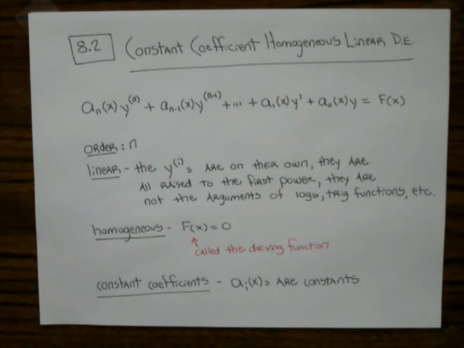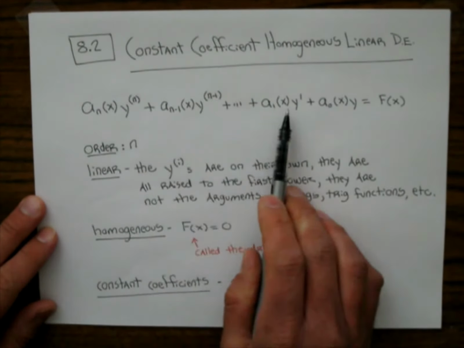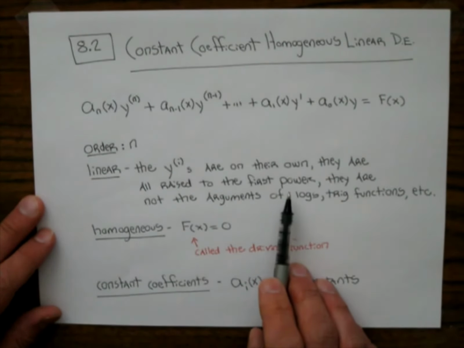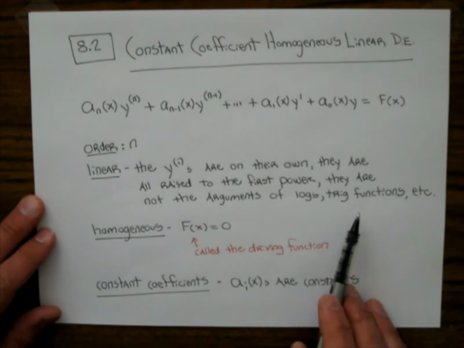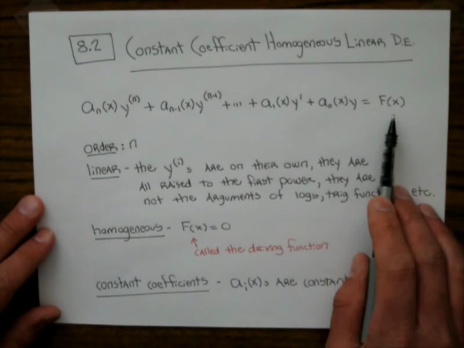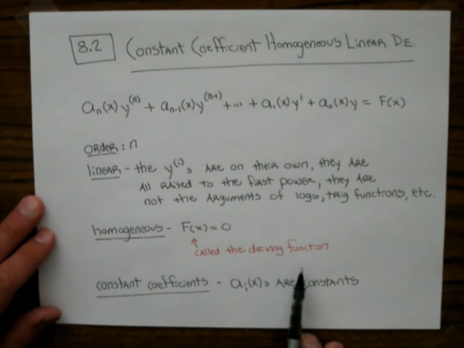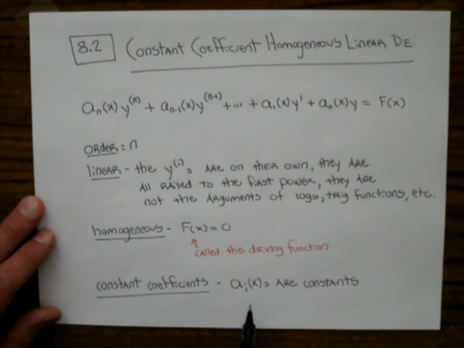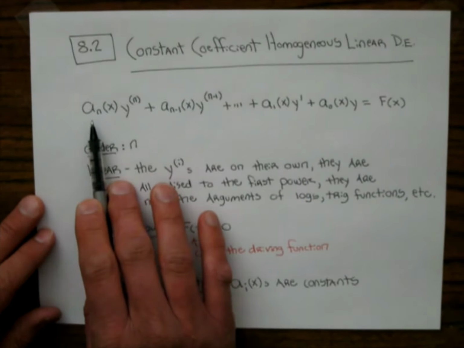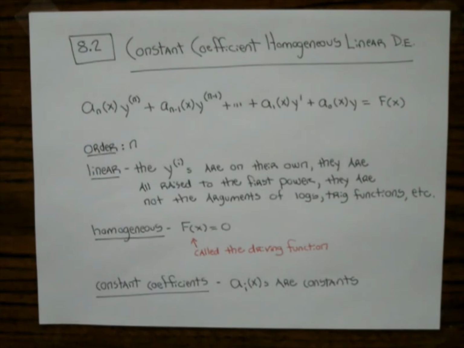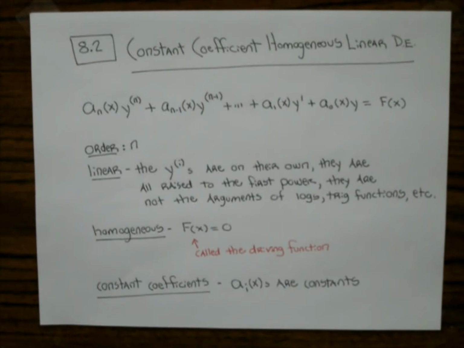Okay, linear means the y's are on their own. They're not multiplied by each other. They are all raised to the first power, and they are not arguments of logs, trig functions, etc. Homogeneous means f of x equals 0. F of x is sometimes called the driving function, and we will see some applications in this chapter. Constant coefficients means that the a_i's are constants. And that's the kind of differential equation that we will be solving in 8.2.